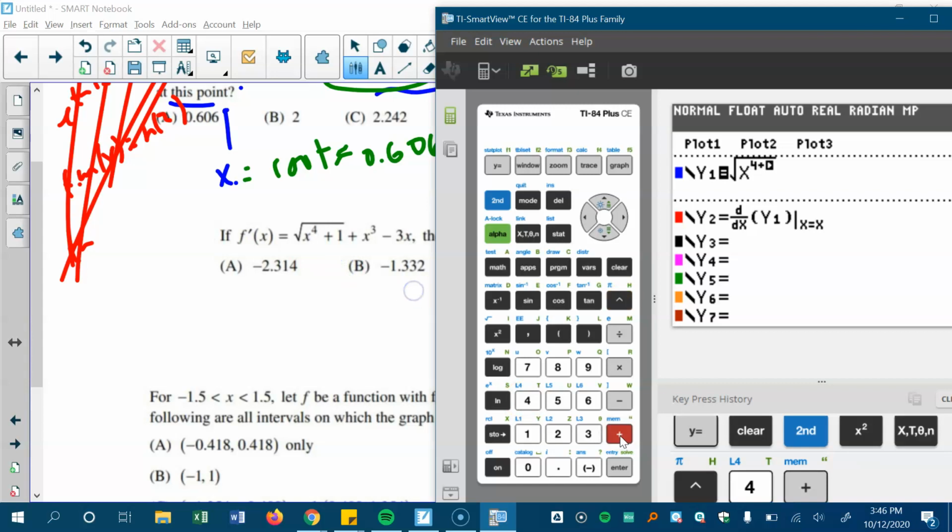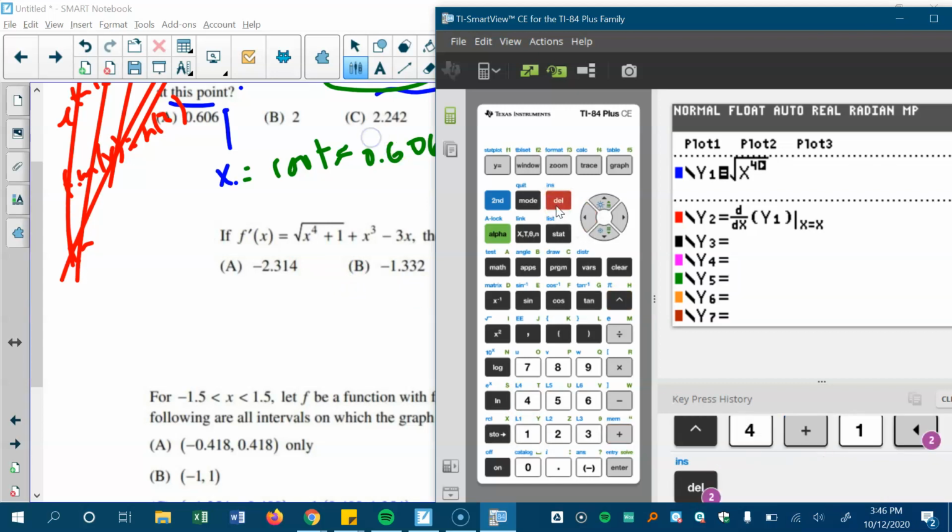X to the fourth plus 1. Whoa, that's not what I want, Mr. Lakin. That is just a rookie move. Okay, x to the fourth plus 1. Then we need to do plus x cubed.